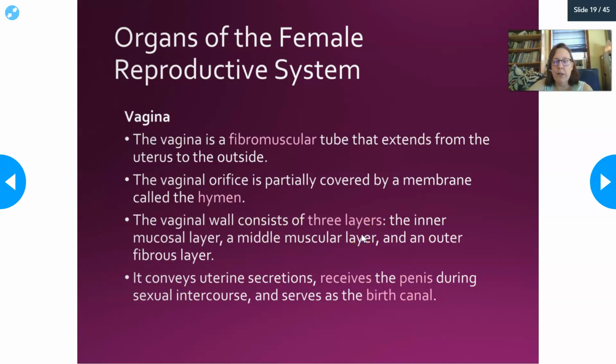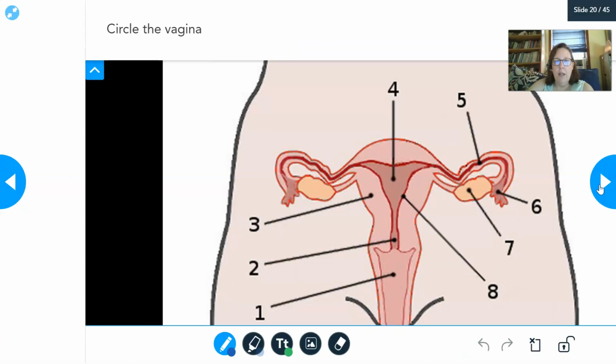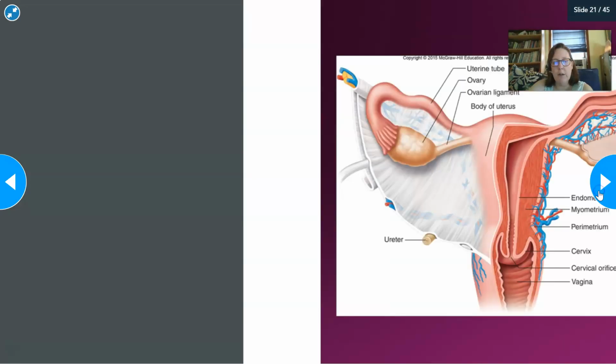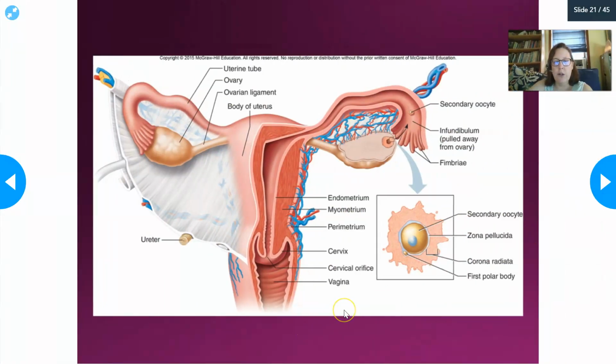And the vaginal wall consists of 3 layers. The inner mucosal layer, a middle muscular layer, and an outer fibrous layer. It conveys uterine secretions, receives the penis during intercourse, and will serve, of course, as the birth canal. So where is the vagina in this diagram? Circle it.